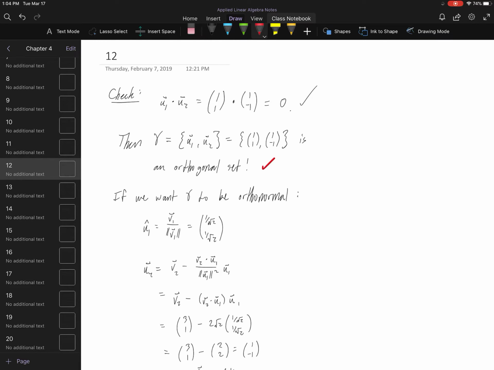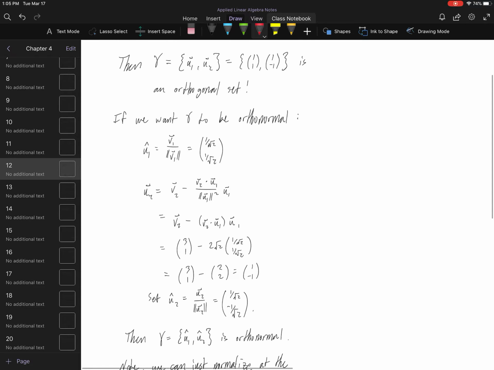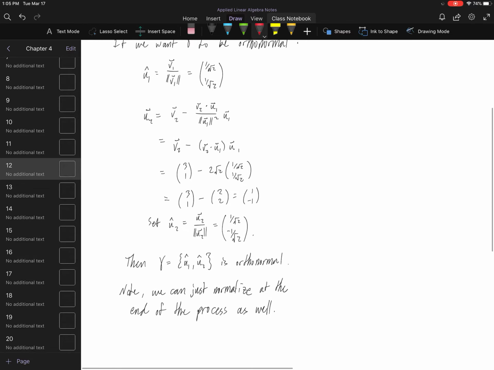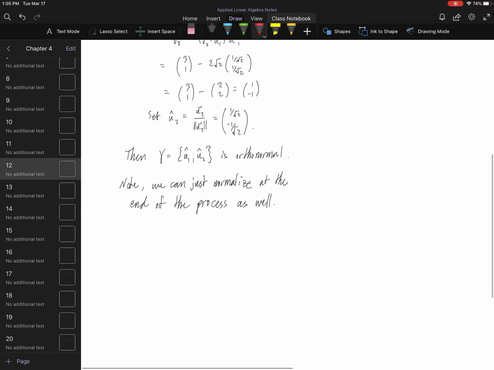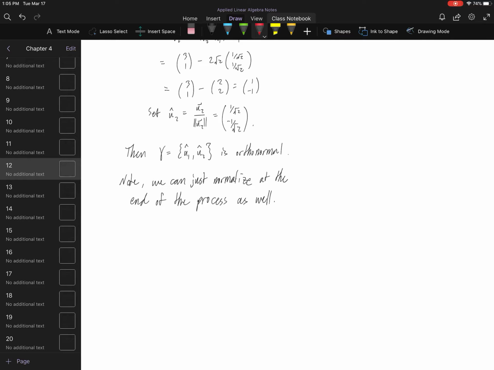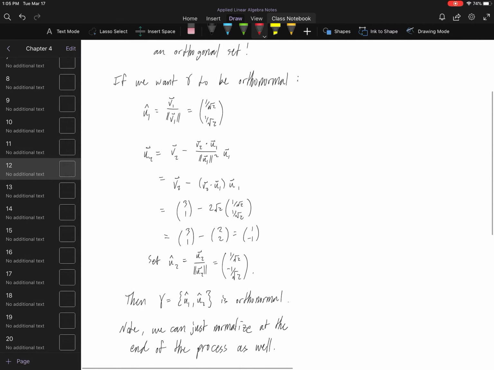So, oh hey, look, I do the check on the next page. So we double check. This is an orthogonal set. And if we want this to be orthonormal, we really only have to do one more step. We've seen that. We just have to divide by the lengths of each of these vectors, and sure enough, these guys are now going to be an orthonormal set. And in fact, they will be an orthonormal basis for R2. So the takeaway here is that we can just normalize the vectors at the end of the process. So this is going to save us a lot of computational heartache as we employ this algorithm for a higher number of vectors.